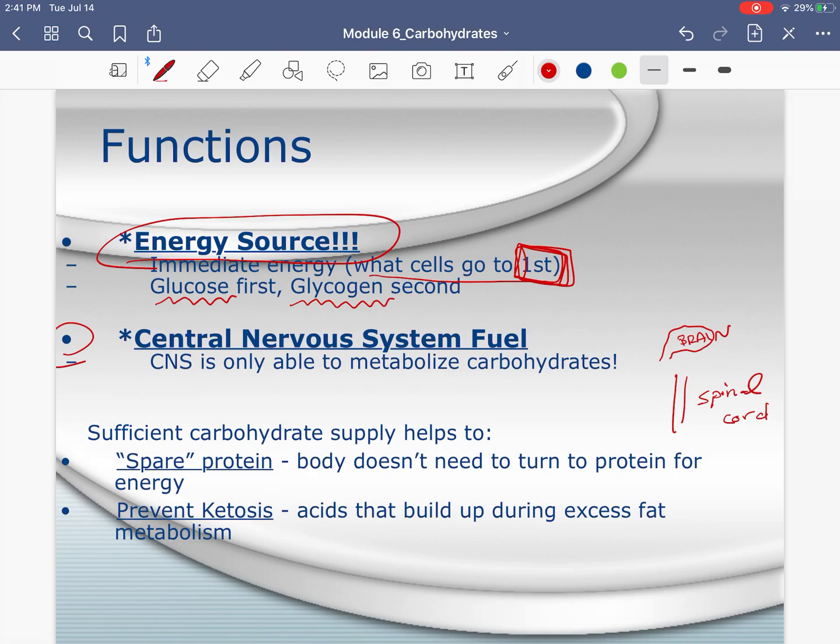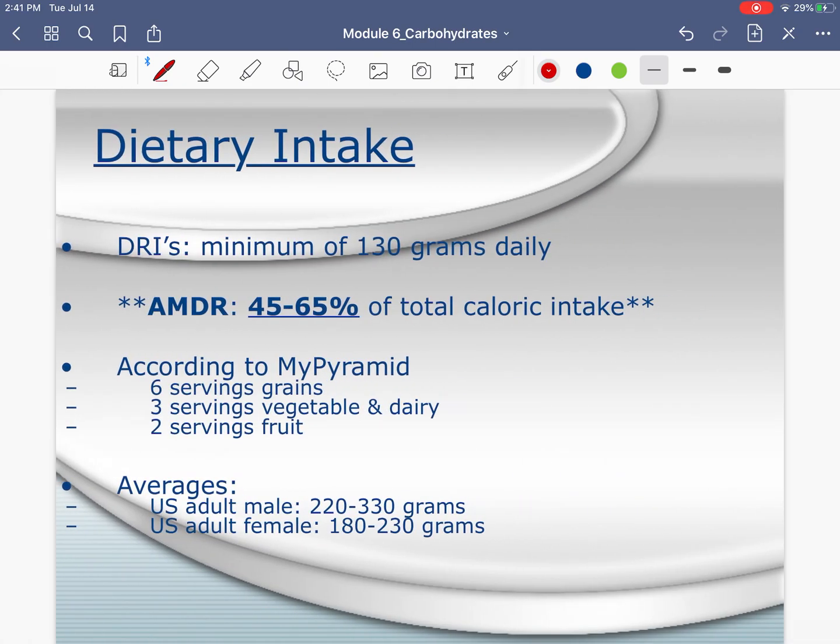Okay, you can read here what's at the bottom. You don't have to know this right now. If you have enough carbohydrates, that means that you're not going to have to use too much protein for energy, which is a good thing. And if you have enough carbohydrates, it's going to prevent you from burning too much fat, which can put you into a state of ketogenesis, which can actually be very detrimental. Don't worry about these now because we're going to talk about it later. But these first two functions, yes, yes, yes.